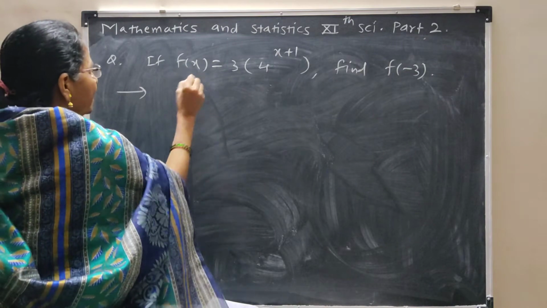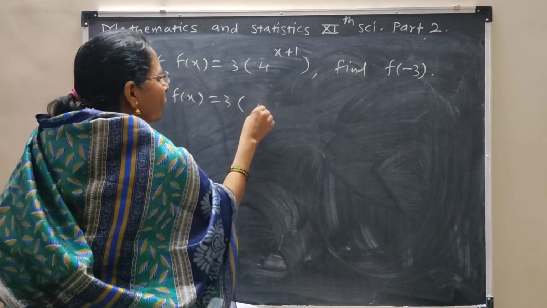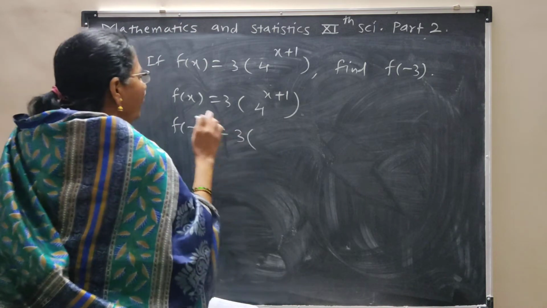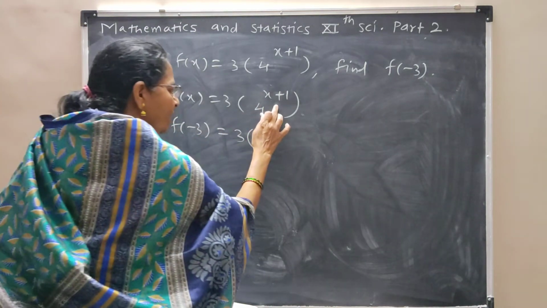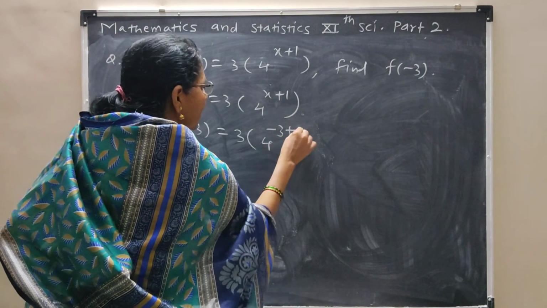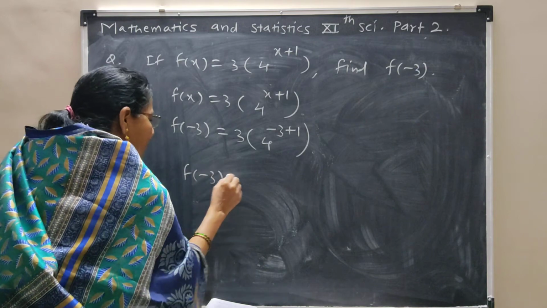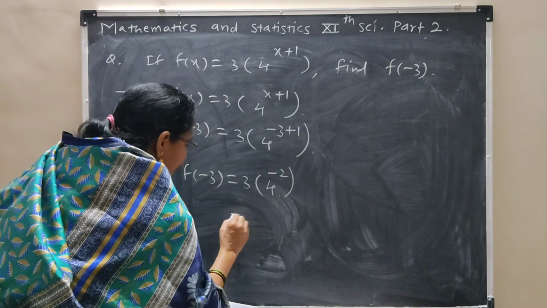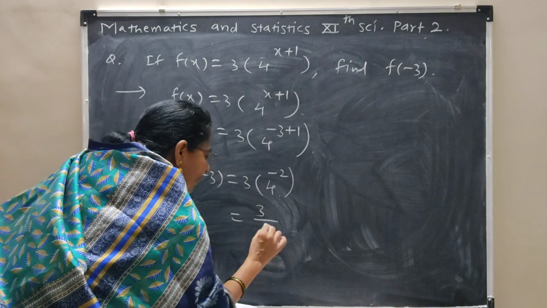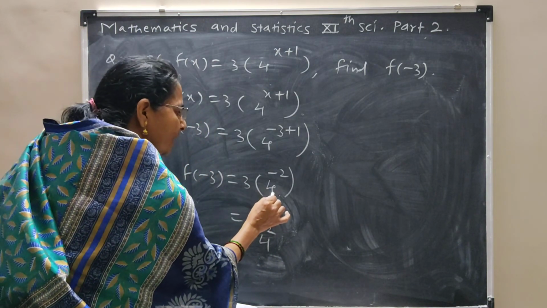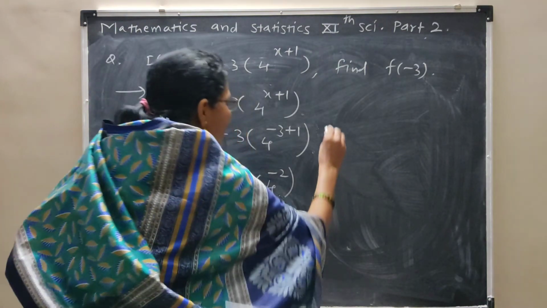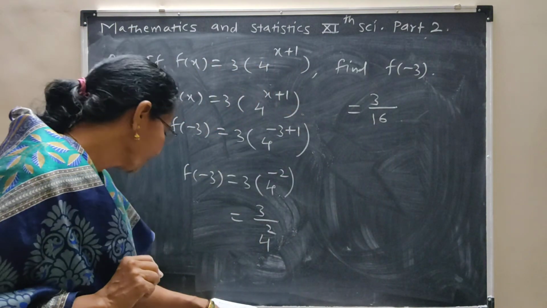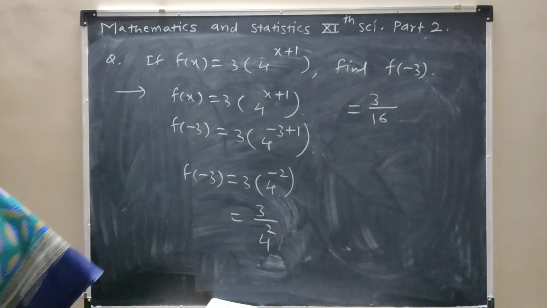Now, this is f(x), right? 3 times 4 raised to x plus 1. For f(minus 3), where there is x, we put minus 3 in this statement: minus 3 plus 1. f(minus 3) is equal to 3 times 4 raised to minus 3 plus 1, minus 2, that is 3 upon 4 raised to 2. As it is, this term goes at denominator, 4 raised to 2, and the final answer is equal to 3 upon 16. 3 upon 16 is the answer. This is the answer.